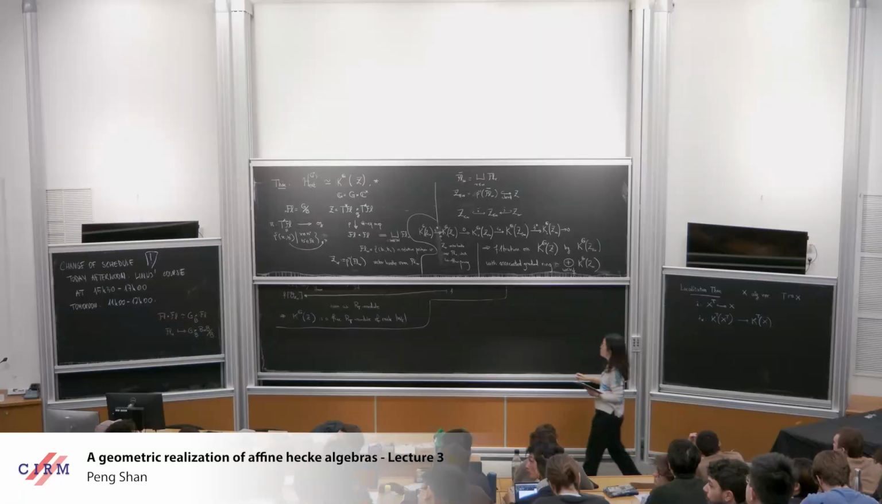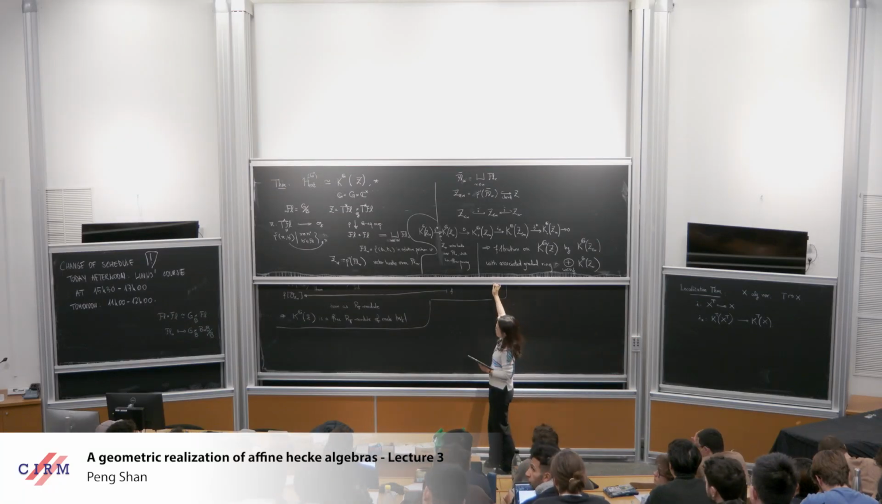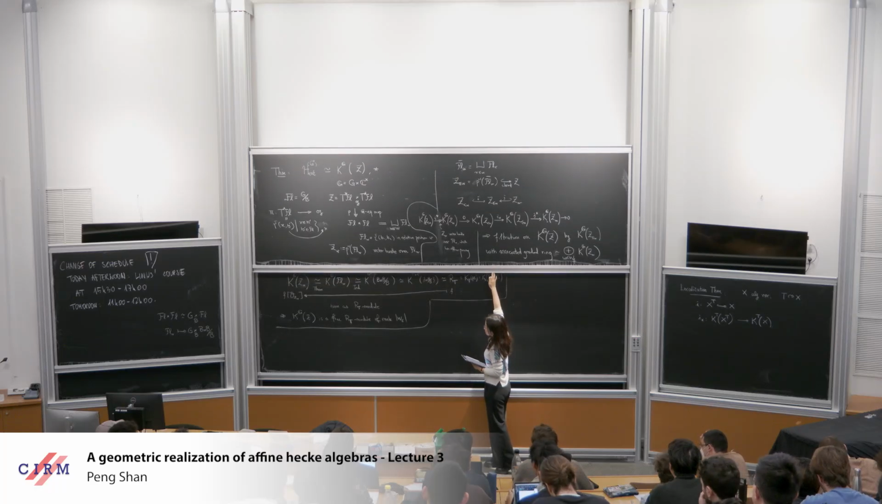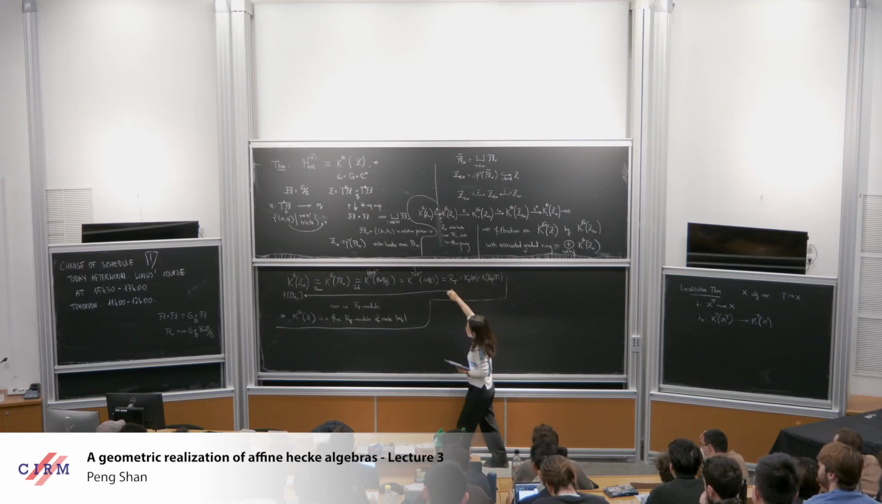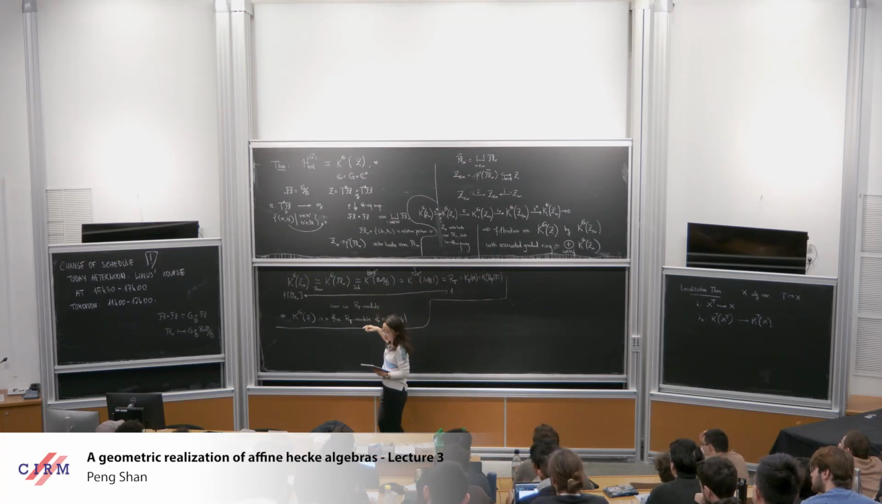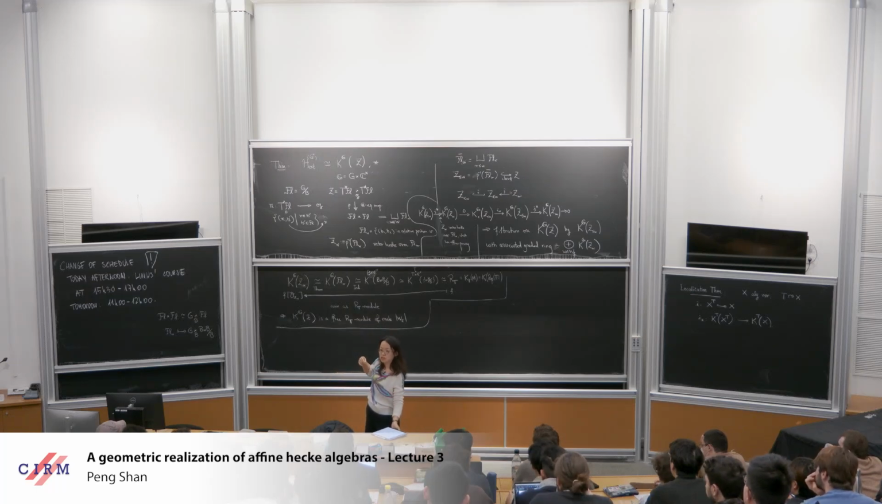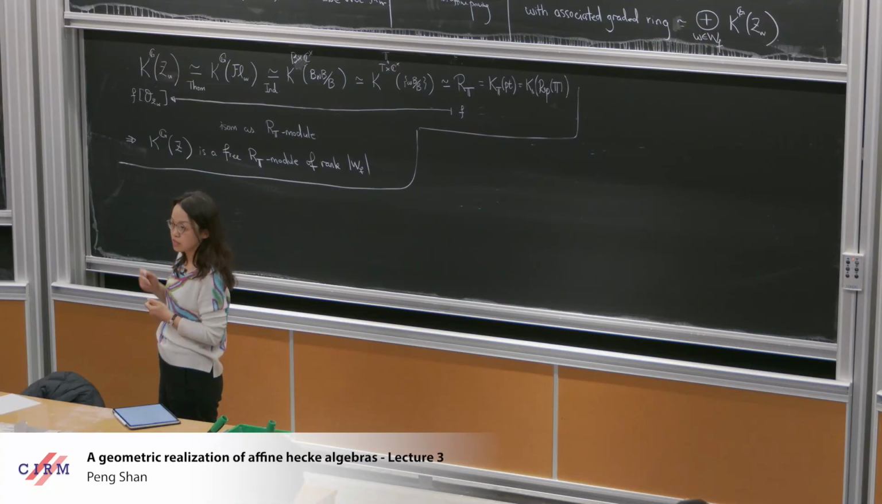What's the action? Oh, the module structure, there are several ways of saying it. If you have a T-equivariant sheaf and you have a representation of T, you can always tensor it and get another equivariant sheaf, and that's the action.